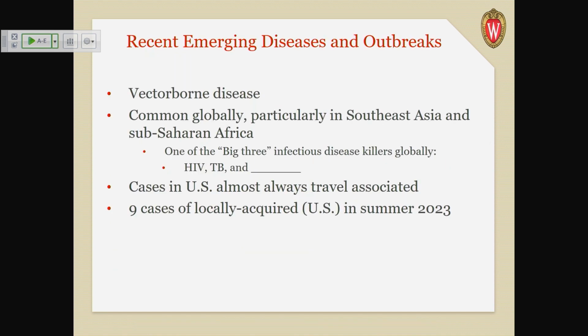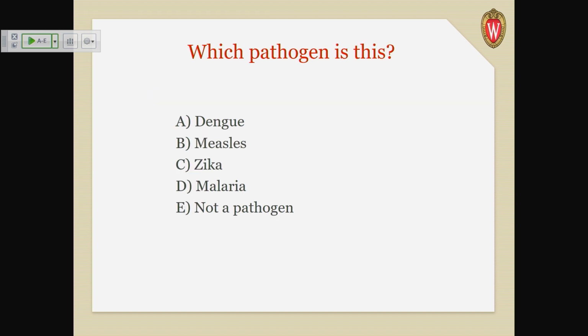All right, next one. This is a vector-borne disease. It's common globally, particularly in Southeast Asia and Sub-Saharan Africa, and it's one of the big 3 infectious disease killers globally. The big 3 are HIV, TB, and this one. And the cases in the US are almost always travel-associated, except for this past summer, where there were 9 locally acquired or US-acquired cases. So which pathogen is this? Is it dengue, measles, Zika, malaria, or again, E, not a pathogen?